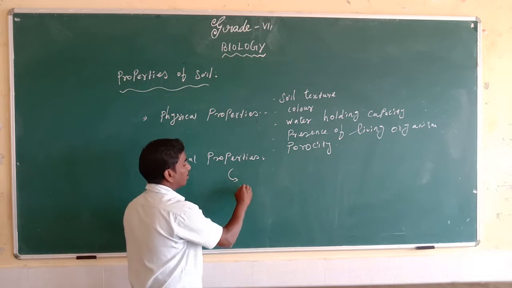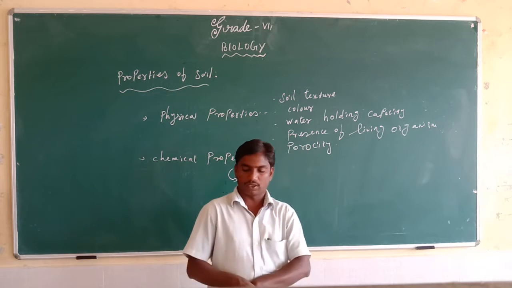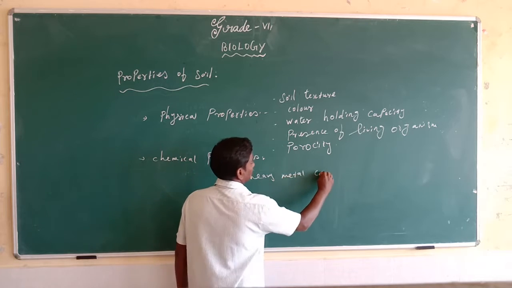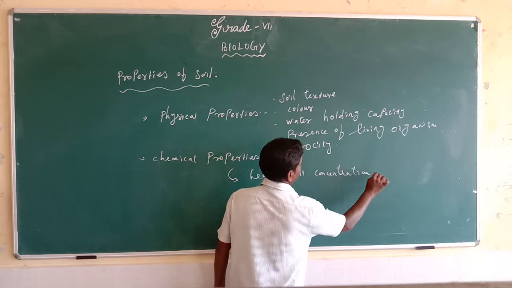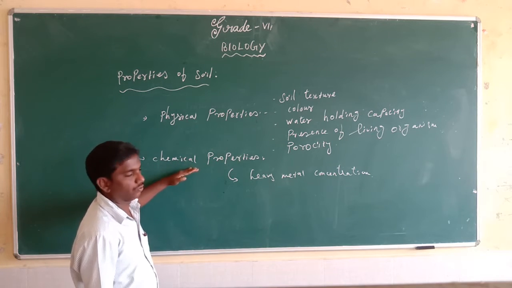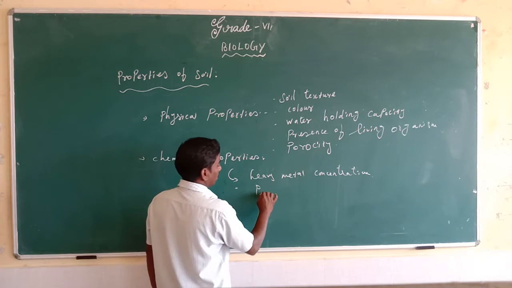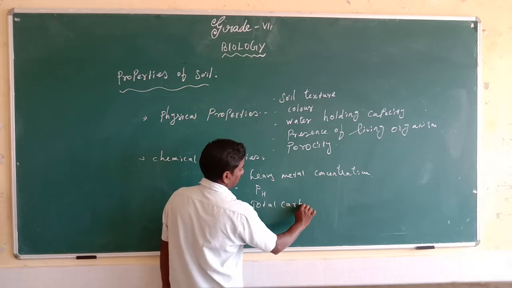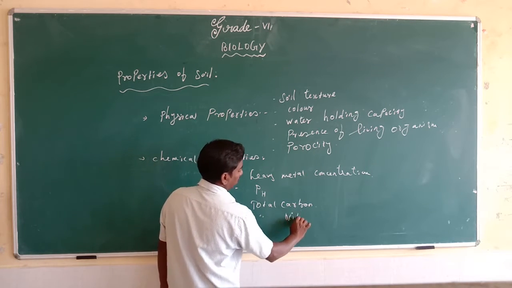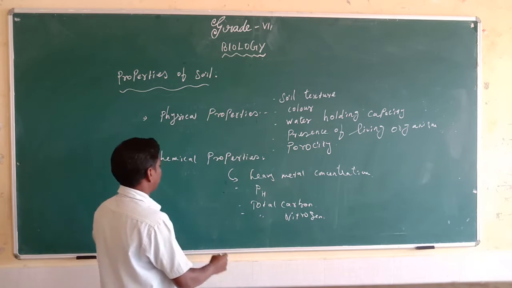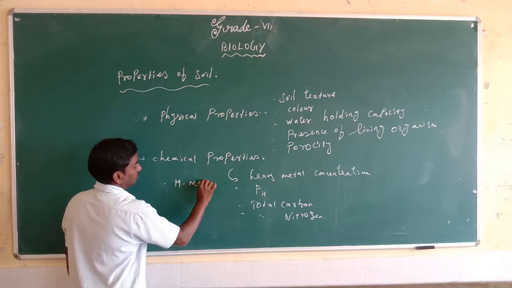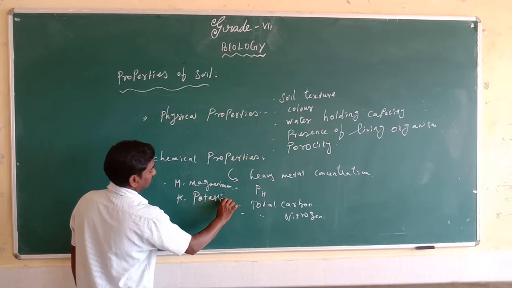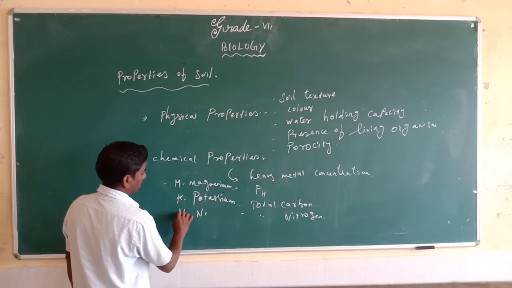And next, the chemical properties of soil. The soil naturally has some chemical properties also. The first one is the heavy metal concentration, and the pH, total carbon, total nitrogen, magnesium, potassium, and hydrogen.